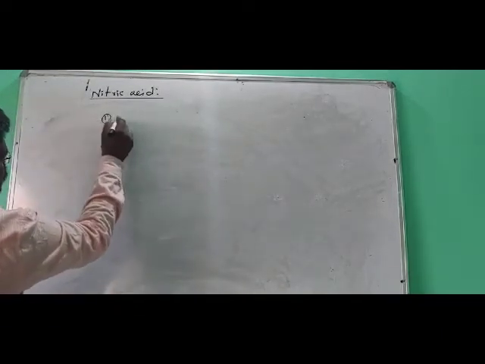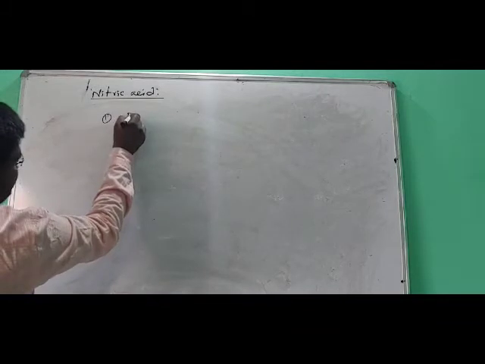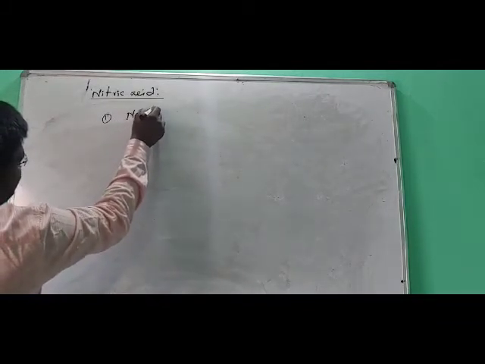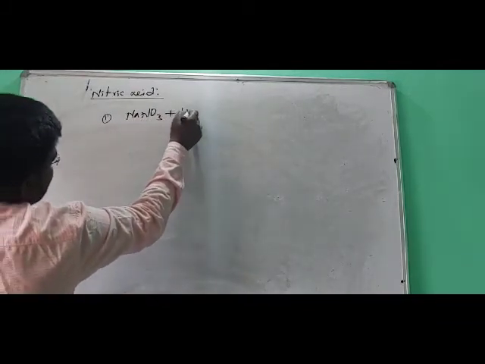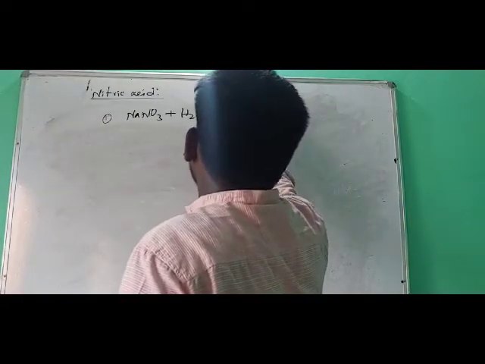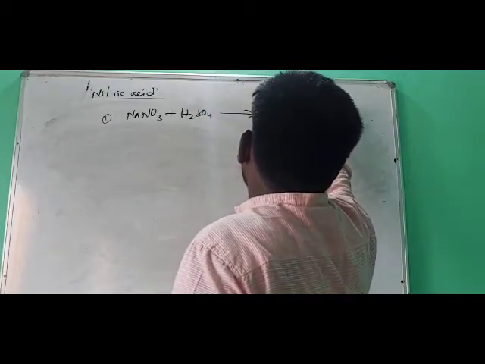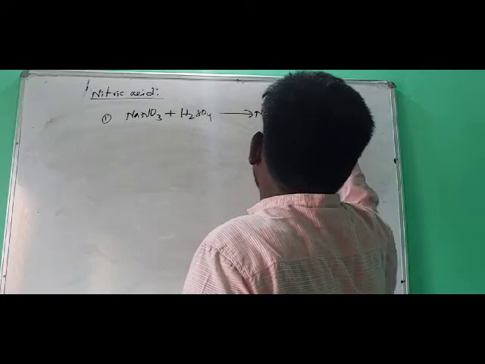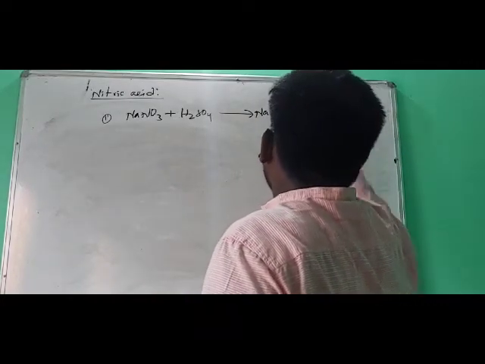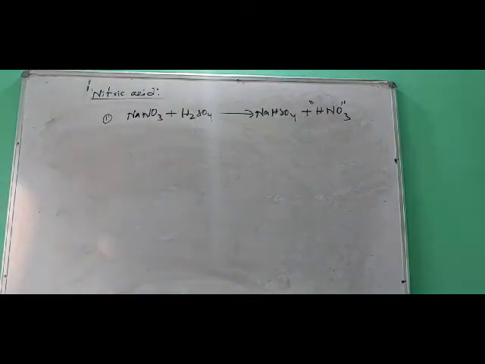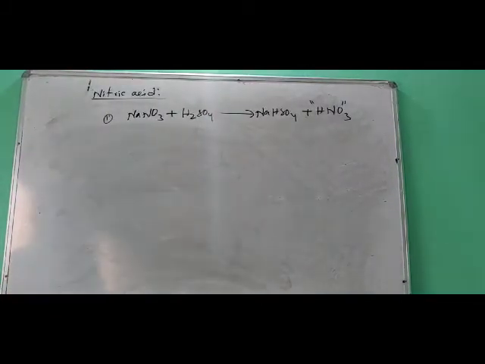So first, preparation. Nitric acid we can get by treating sodium nitrate, NaNO3, with concentrated H2SO4. Upon heating these two chemicals, we can get sodium hydrogen sulfate plus HNO3. This is our desired product. So here HNO3 is obtained by heating NaNO3 with H2SO4.